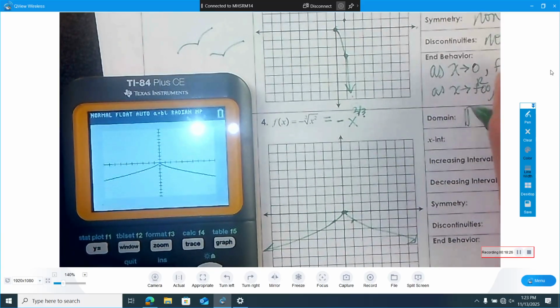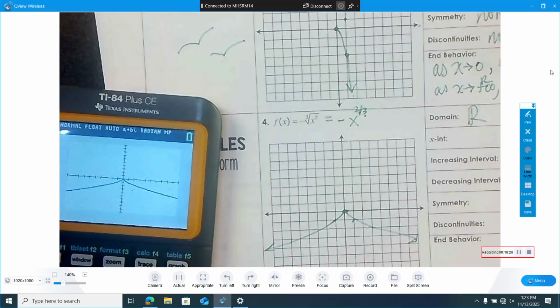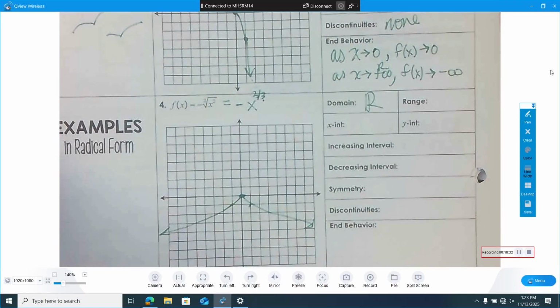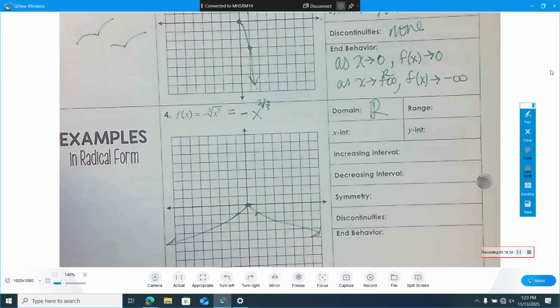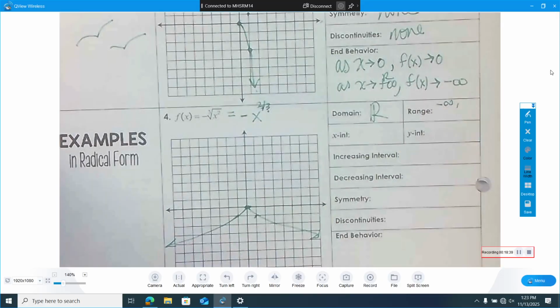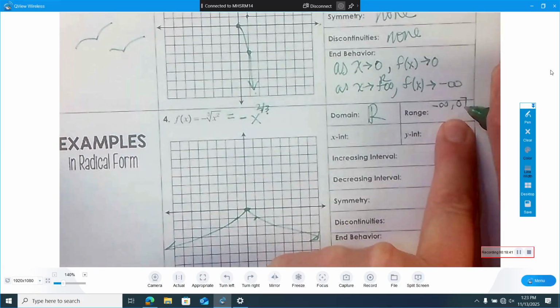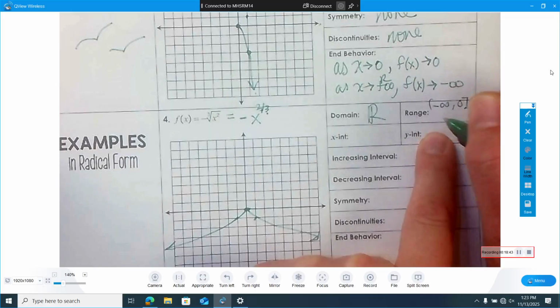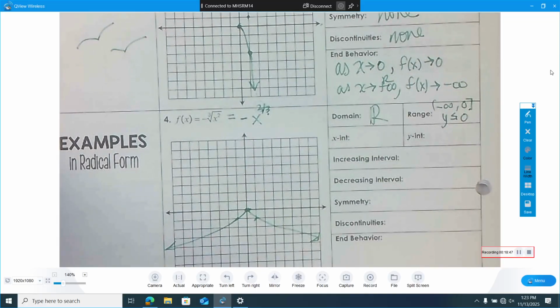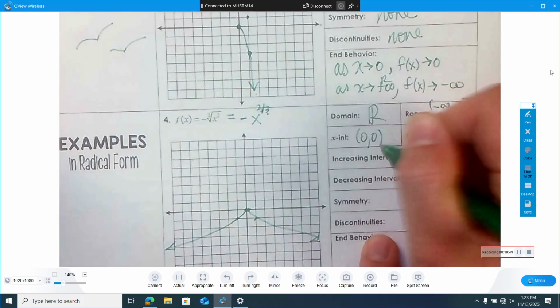All real numbers. It goes forever to the left and forever to the right. And what's the range? So this was the question asked. How low does it go? Negative infinity. And how high does it go? 0. So that's a bracket at 0. Or we could say y value is less than or equal to 0. Again, our x-intercept is at 0, 0.